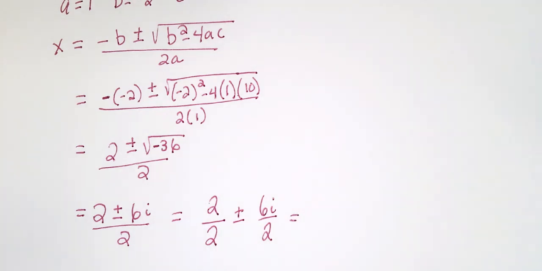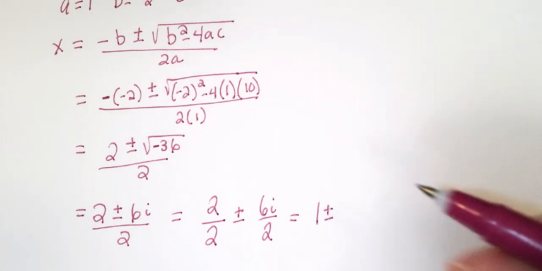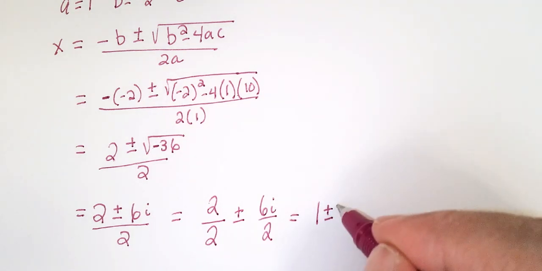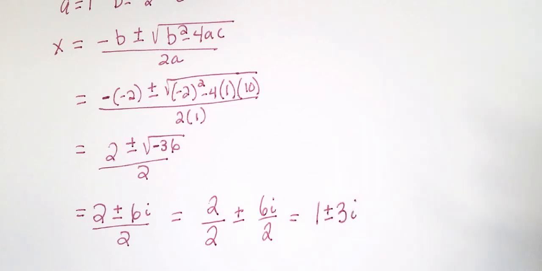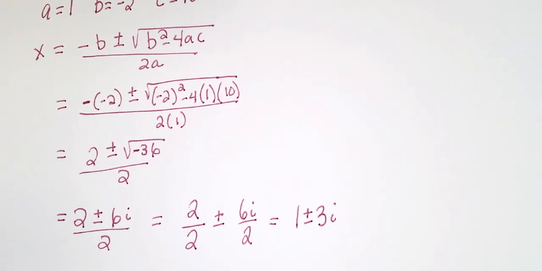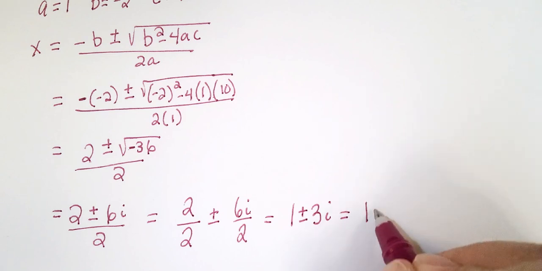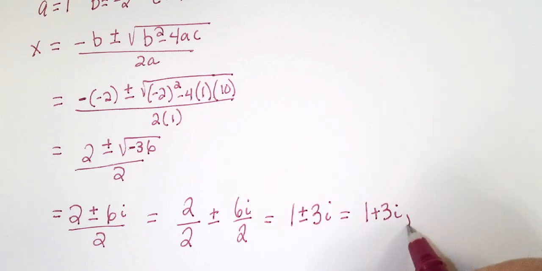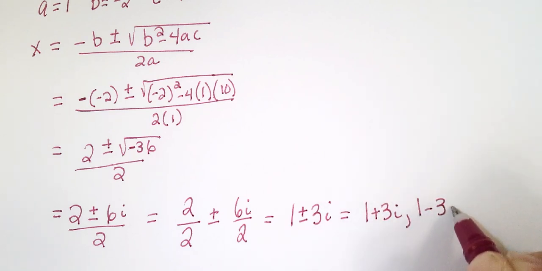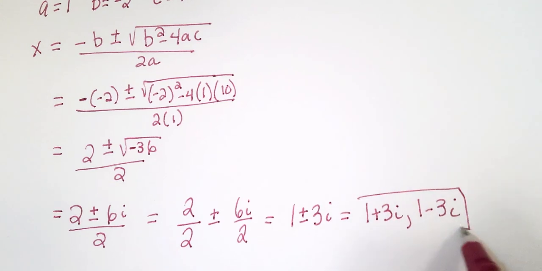Now simplify. So 2 over 2 gives me 1, plus or minus 6 over 2 gives me 3, and I bring over the i. And if your computer or whatever program you're using requires that you have two answers, you're going to separate it even further and say 1 plus 3i and then 1 minus 3i. And those two will be your final answer.